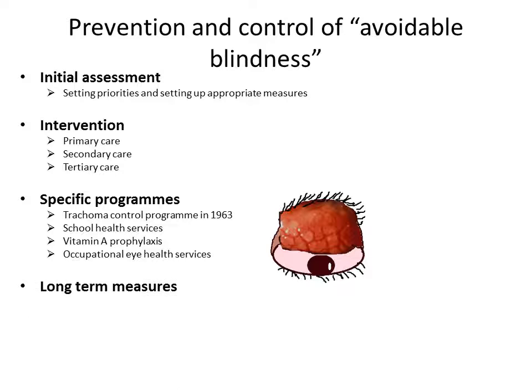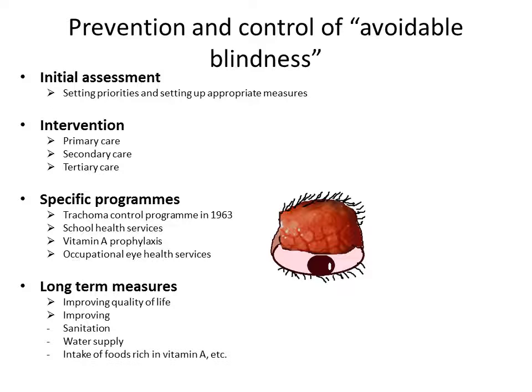In addition, long-term measures will lead to a decrease in prevalence of blindness, like general improvement of quality of life, improving sanitation, water supply, and better food intake, especially foods rich in vitamin A, by the population. All these are to be followed by evaluation after some time the efforts have been running in the population. Now, these are the steps in any planning cycle for controlling any disease. Hence, here we will discuss in detail the interventions specific to eye health, that is primary eye care, secondary eye care, and tertiary eye care.